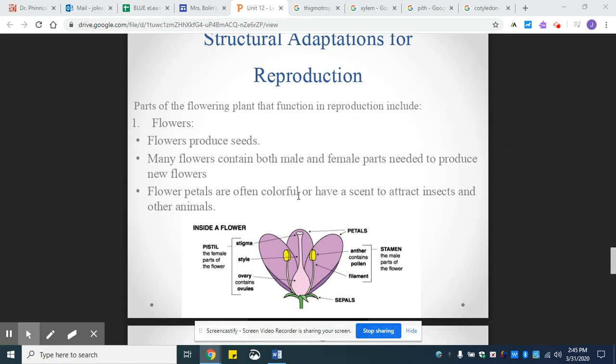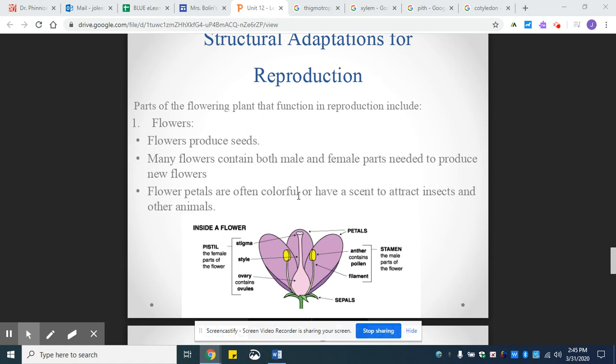All right, next section, structural adaptations for reproduction. Parts of the flowering plant that function in reproduction include: number 1, flowers. Flowers produce seeds. Many flowers contain both male and female parts needed to produce new flowers. Flower petals are often colorful or have a scent to attract insects and other animals.